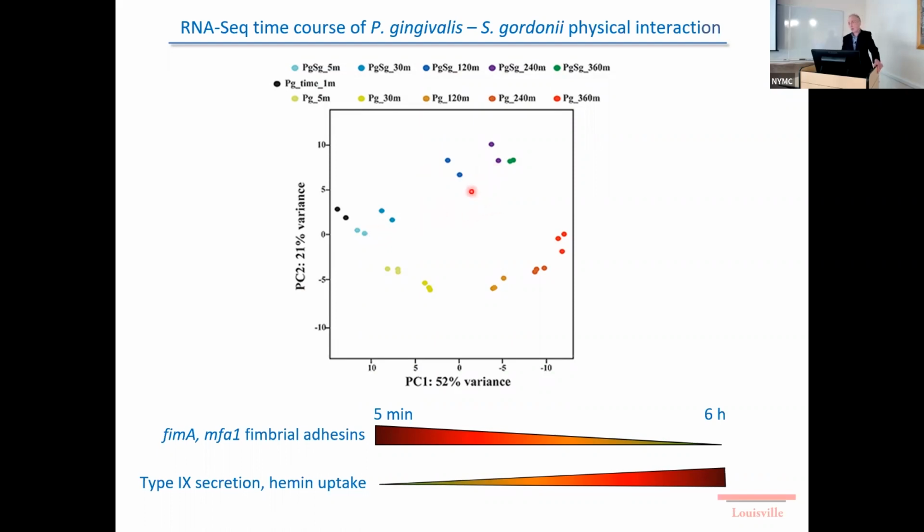So things were happening over time that reflected an ongoing communication interaction between the two organisms. So that all was good. But then when we looked at the genes that were actually accounting for this variance, the genes that were different in the two situations, it was kind of disappointing, to be honest, because what we saw were genes that we already knew about, genes that encoded functions that we already knew were important for P. gingivalis.